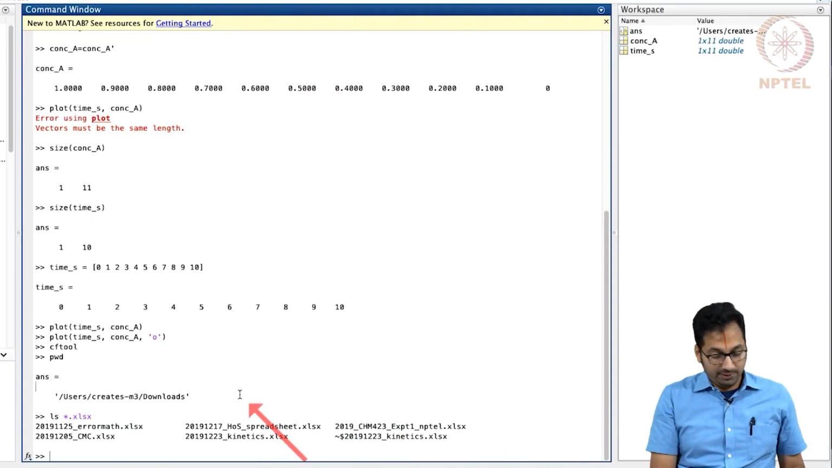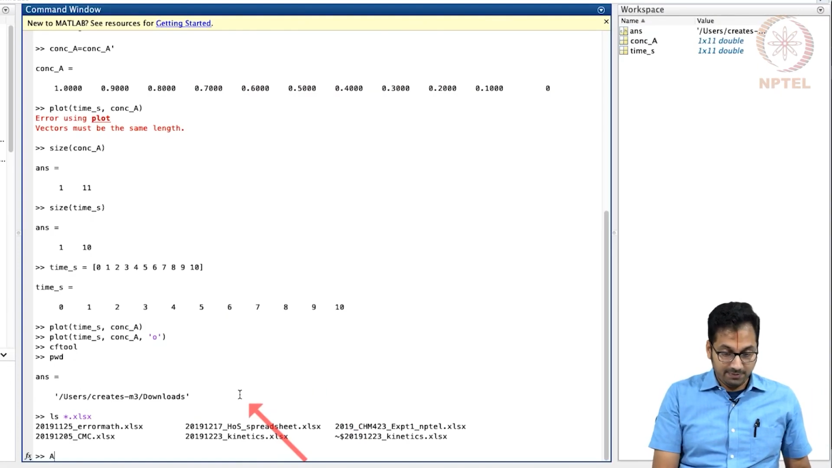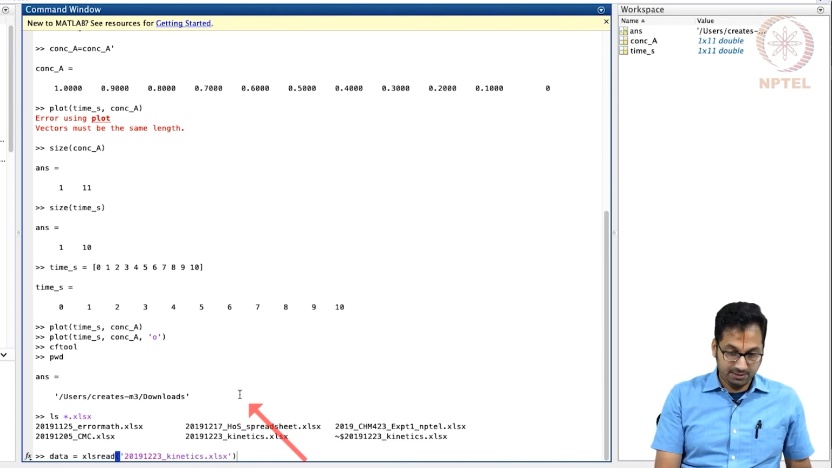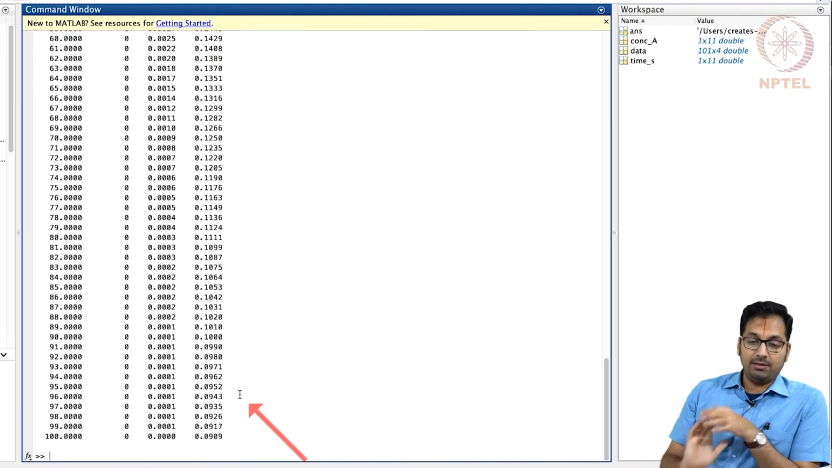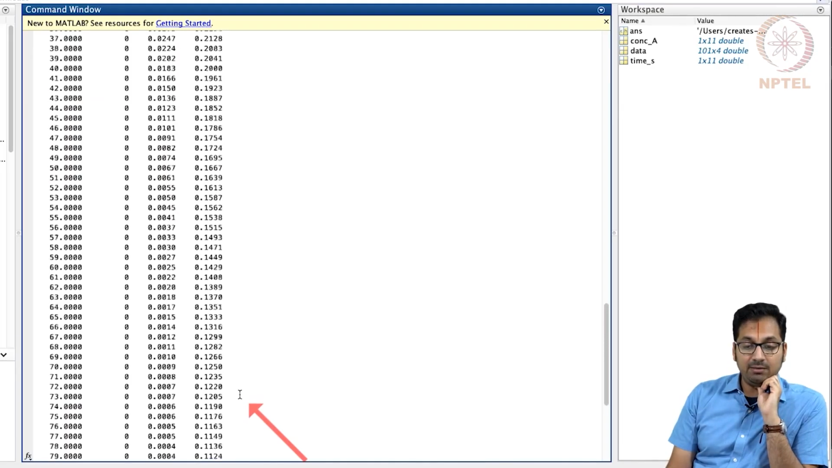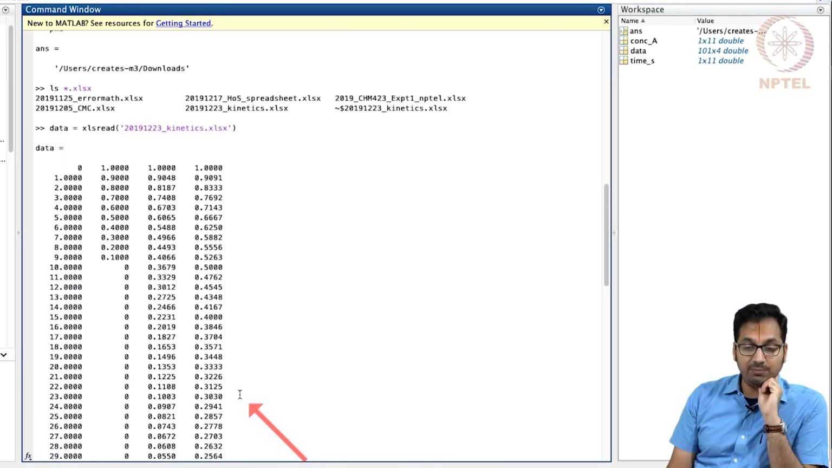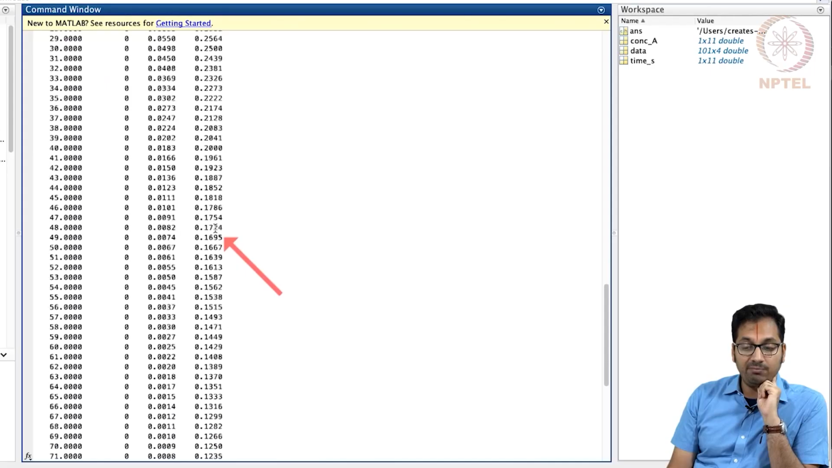So now what we can do is say data is equal to XLSRead, and then you say 2019, the file name, kinetics, and then you hit enter. Then you are able to realize that MATLAB is already able to smartly read the different columns as well, with the precision that you have set the data set into, right?